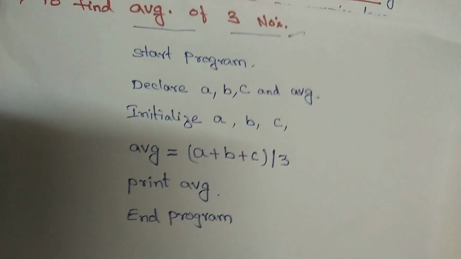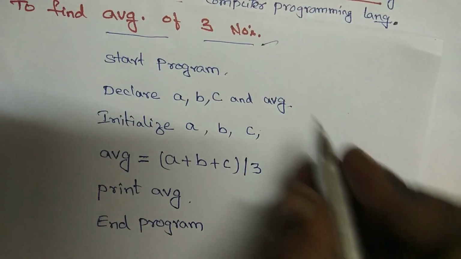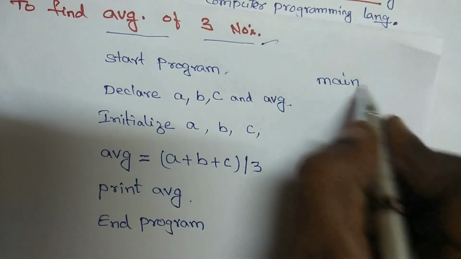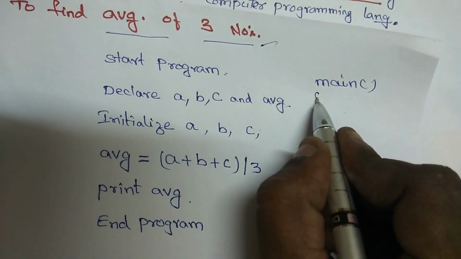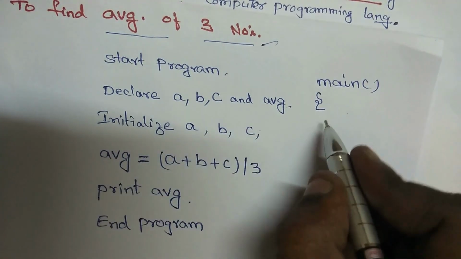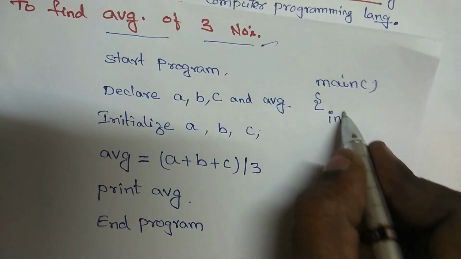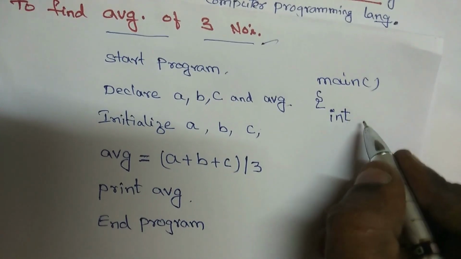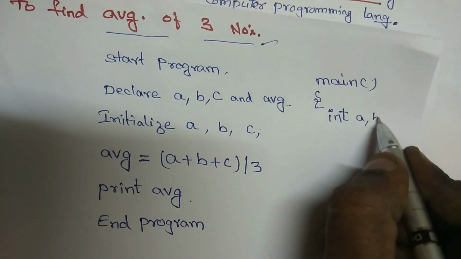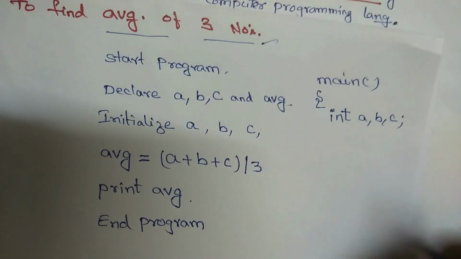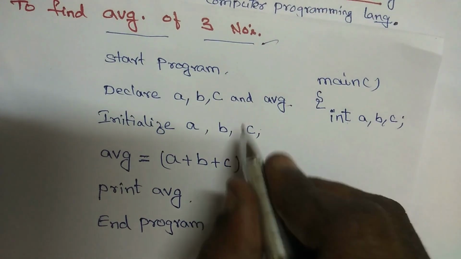Suppose this is the pseudocode. For this pseudocode, I write a simple program. Start the program means that is my main method. That is my main method. That is an open brace, right? And declare. Declare means I have to declare the values. Suppose integer variables, I want to find the average. A, B, C. I declare the three values and I want the average.